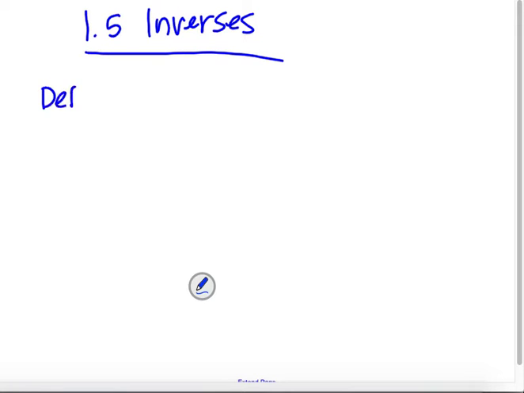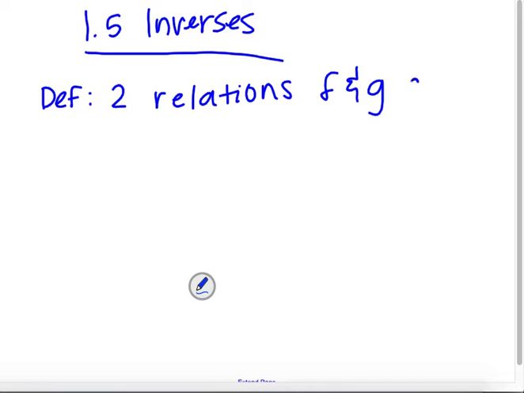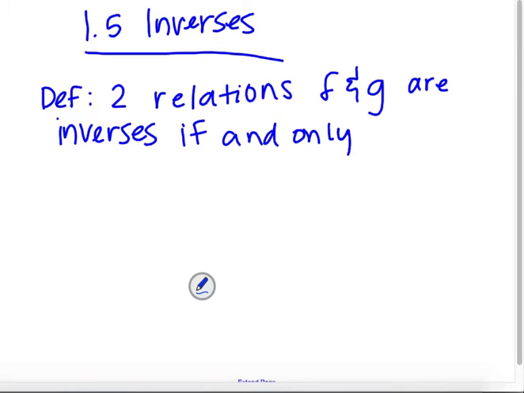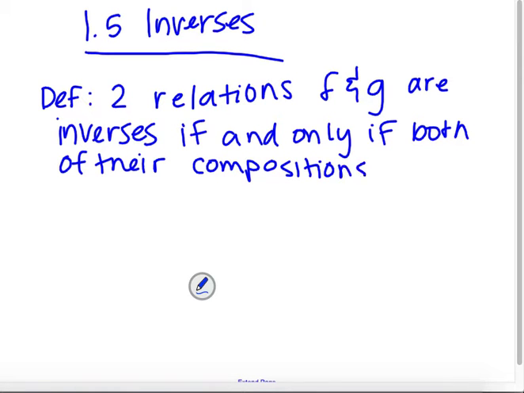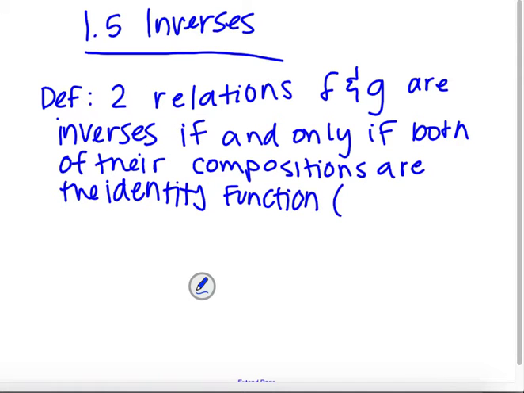So the definition of an inverse is two relations, f and g, are inverses if and only if both of their compositions are the identity function. And the identity function is y equals x.